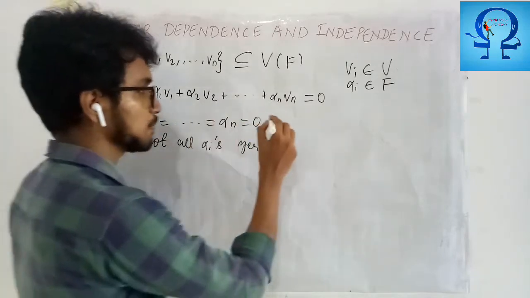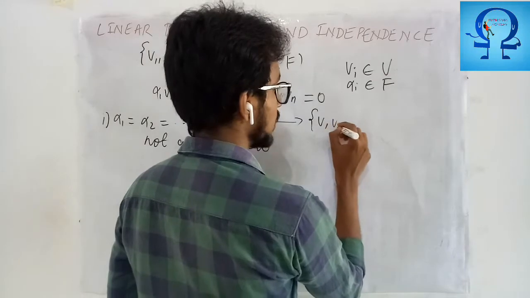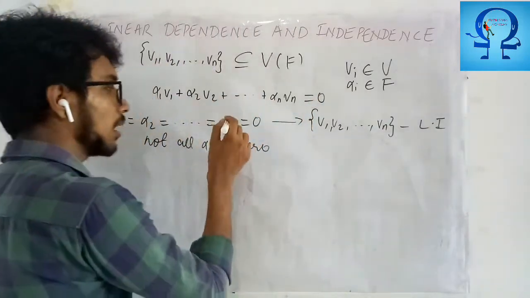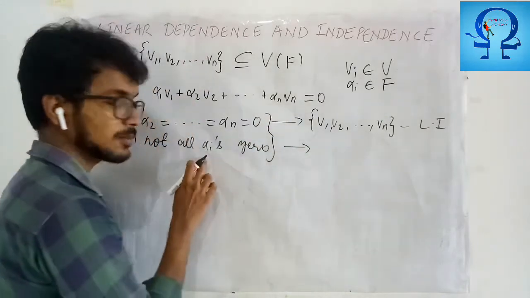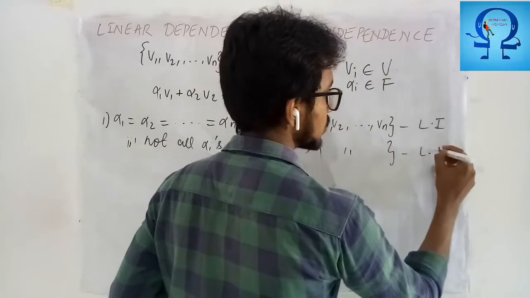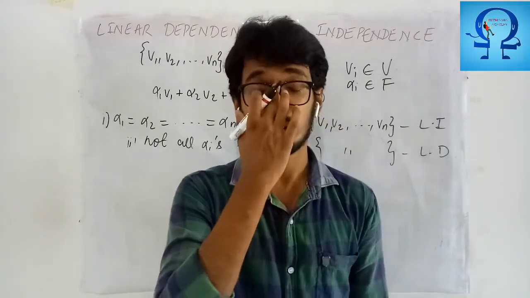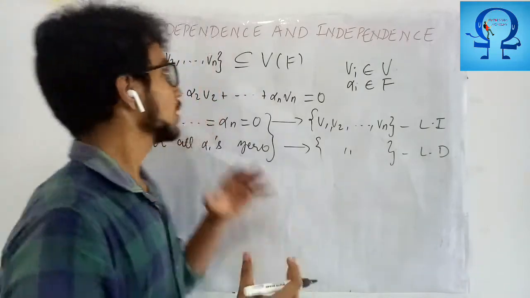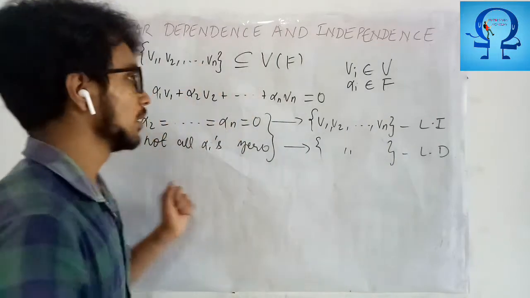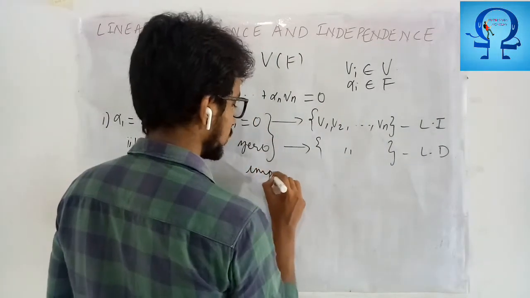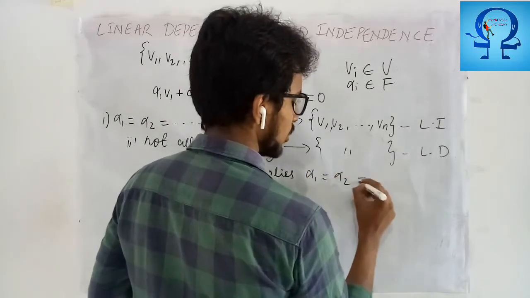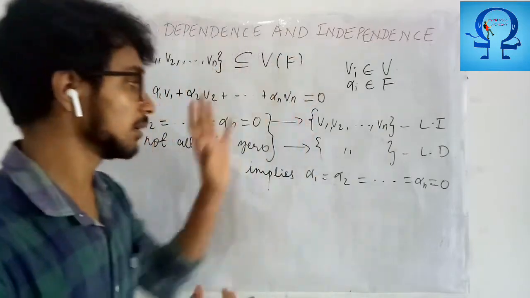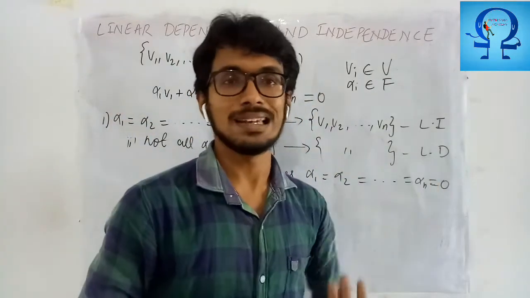Suppose only the first possibility holds. Then we call this collection of vectors v1, v2 till vn a linearly independent set of vectors. Suppose along with this we have the other possibility as well, then we call this collection of vectors linearly dependent. In a proper definition: a collection of vectors is said to be linearly independent if this linear combination equal to 0 implies all the scalars are 0. If it implies not all alphas are 0, then we call it linearly dependent.